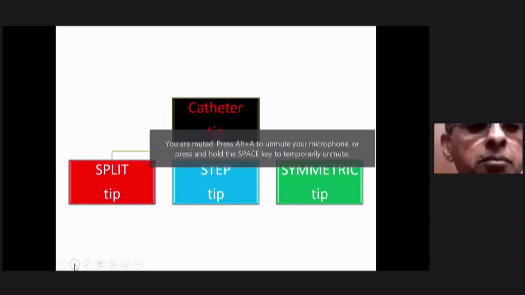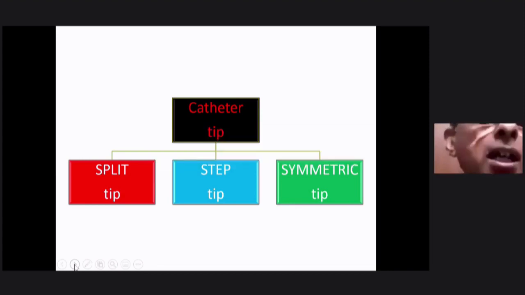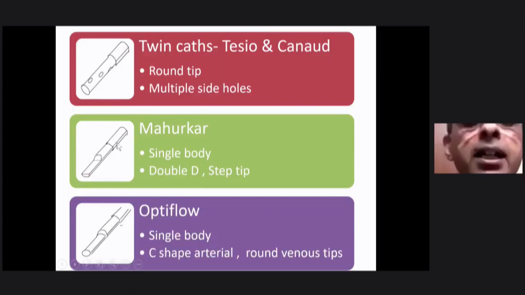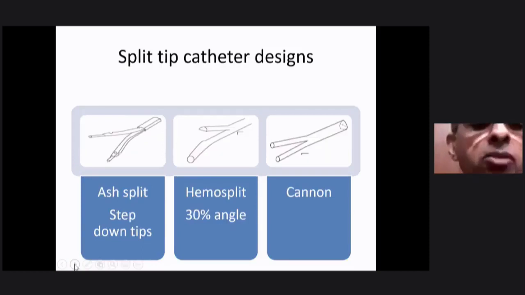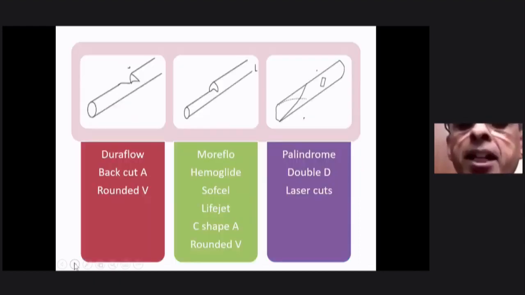Single body double D step tip design, which we have been using for many years now. The split tip catheter has come up, and it is also very useful because the ash split tip with twin tips seems to have lesser dysfunction, especially for the arterial wing. And you now have the palindrome or the double D laser cut catheters, which reduce the recirculation and also provide excellent flows with reduction in the thrombosis.